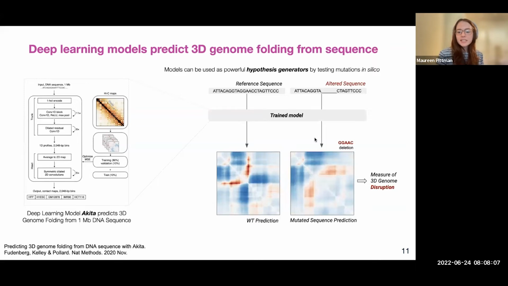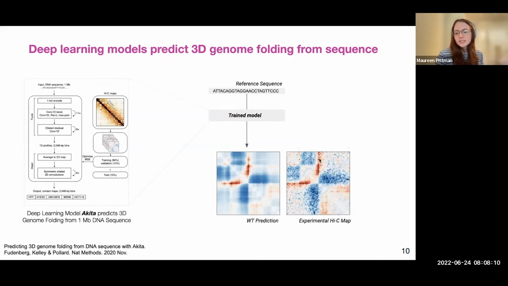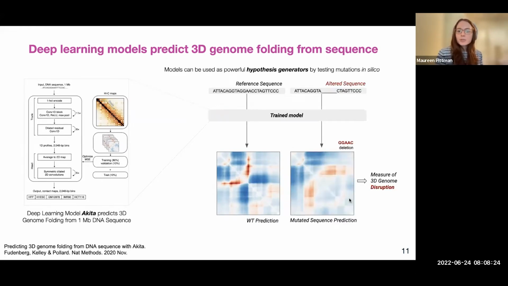And so we can see first how well is it performing. So this is a comparison of a particular region, what Akita predicted based on reference sequence, and then what we have seen in experimental Hi-C data. For our purpose, we're also interested in testing these mutations in silico, so potentially in disease or other sequences of interest, to see how that sequence alteration leads to a structural change.